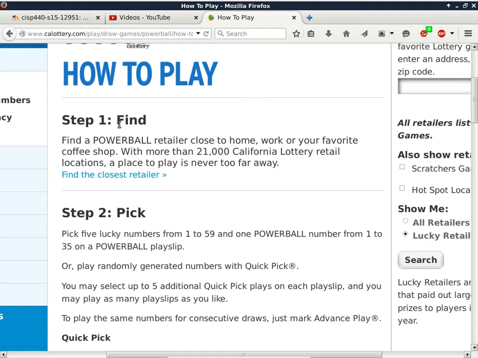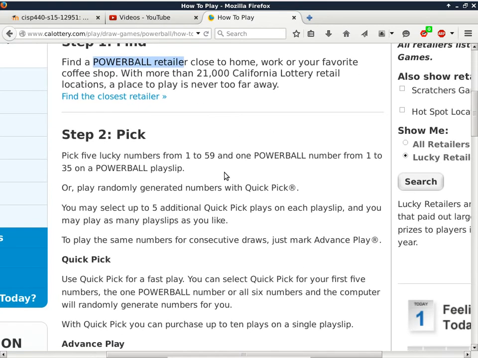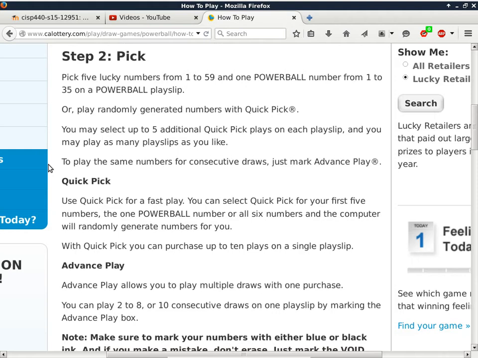All right, so how to play Lotto? Find a Powerball retailer. Okay, fine, we can ignore that part. But as far as we are concerned, this is the important part. How to pick: pick 5 lucky numbers from 1 to 59. When it says pick lucky numbers from 1 to 59, each number can only be picked once. So you cannot say, oh, 7 is my lucky number, I'm going to pick 77777. That doesn't work.